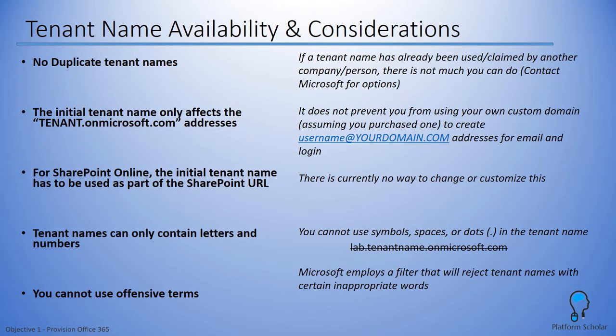The initial tenant name has to be used as part of the SharePoint Online URL. Therefore, you don't want to pick a tenant name that's difficult to type or not meant to be seen. The SharePoint Online URLs cannot be customized. Now, there was a SharePoint Public Website service that allowed for custom domains, but SharePoint Public Website services are no longer available. Now it's just team sites, and those have to have the original tenant name in the URL.